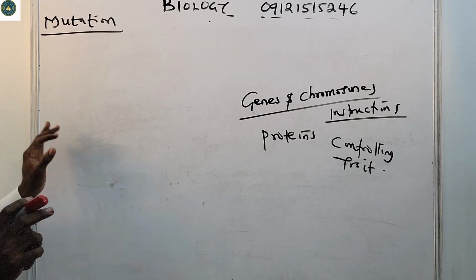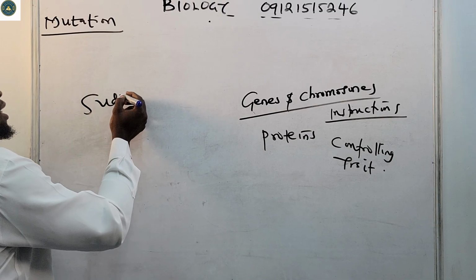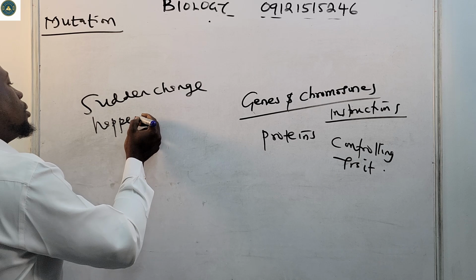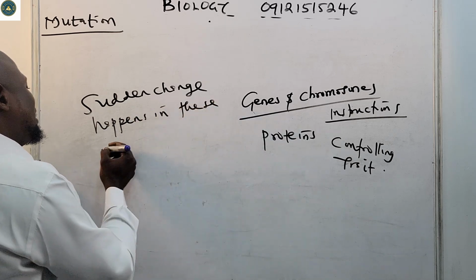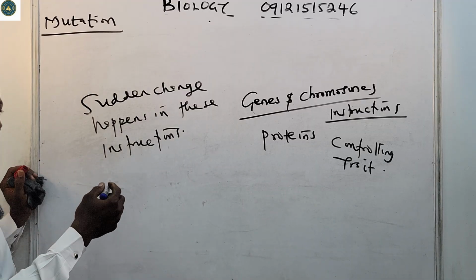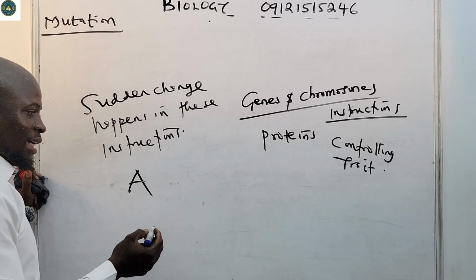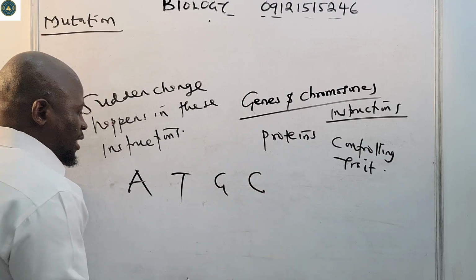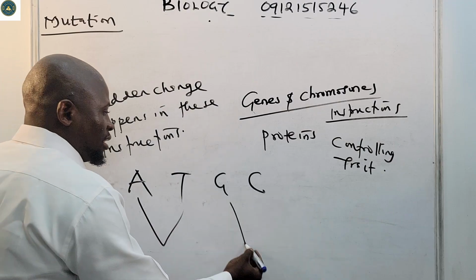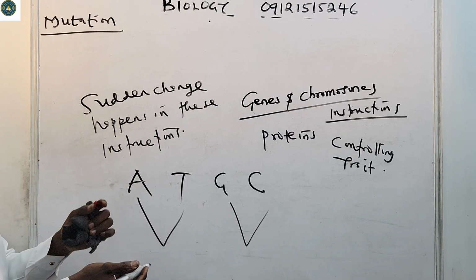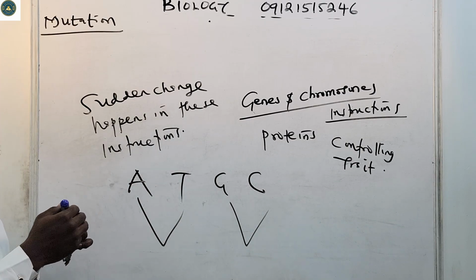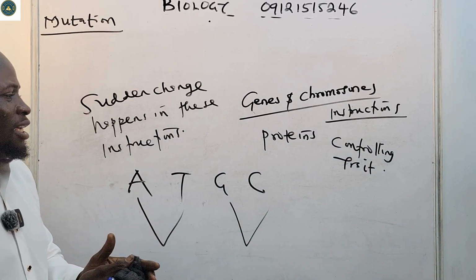But sometimes a sudden change happens in these instructions. Like I told you, the codes, the letters in your DNA, A, T, G, C: adenine, thymine, guanine, and cytosine. A pairs with T, G pairs with C. Sometimes there may be an error in this code, maybe one letter will come before the other, and so on. Something like that can happen.